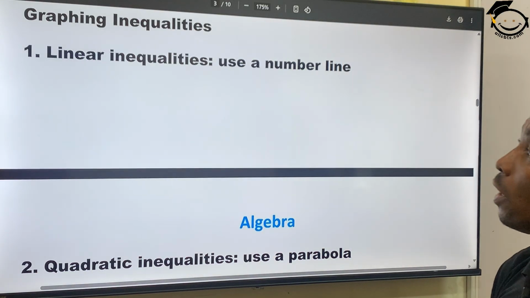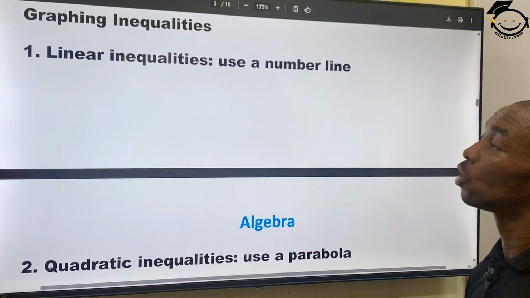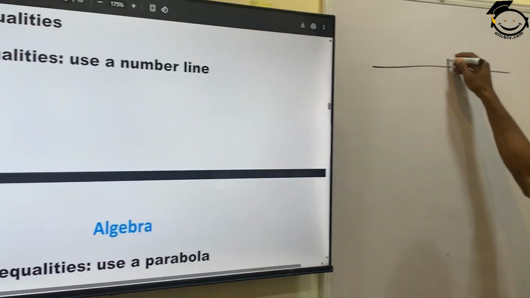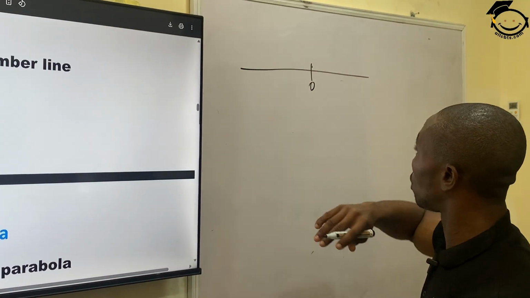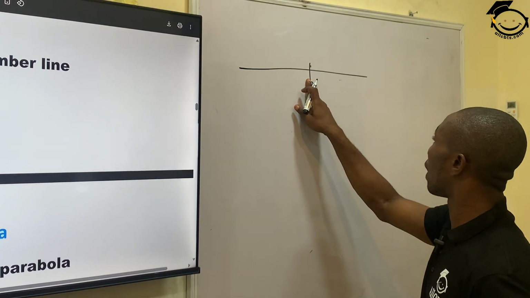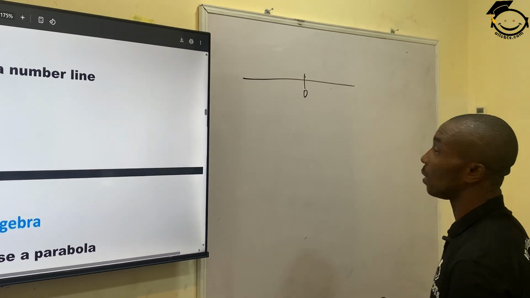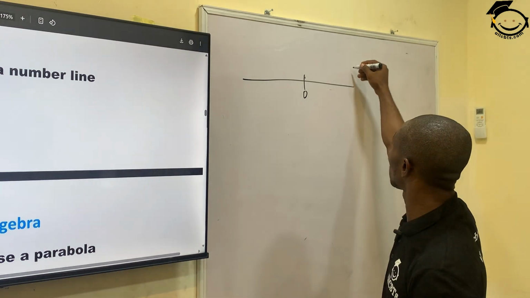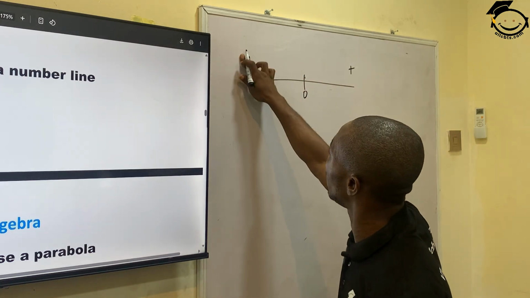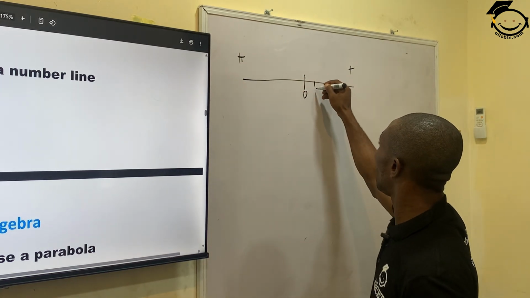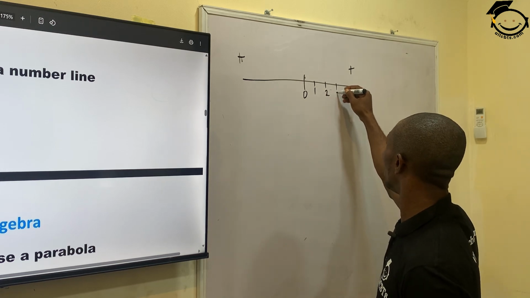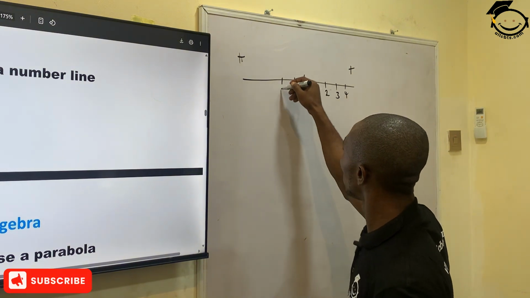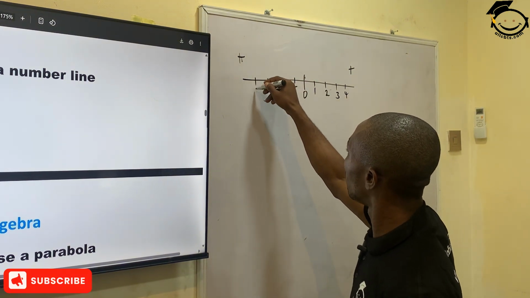Right, graphing our inequalities. For the linear inequalities, we use a number line. Now, what do we refer to as a number line? A number line is a line that indicates the positive and negative aspects of our numbers, with 0 being our center of origin. This is 0, towards this way is positive, towards this way is negative. So from here we have 1, 2, 3, 4, all positive. Here we have -1, -2, -3, -4.